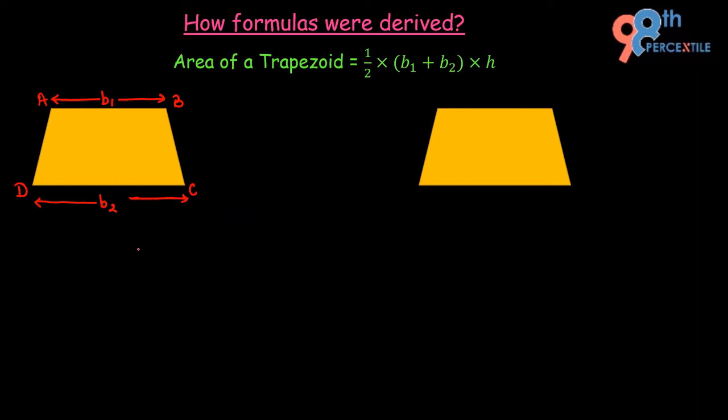And in this video, we'll see how the area of a trapezoid is half times the sum of the parallel sides times the height, or the distance between the parallel sides. So here I have two trapezoids with me, this one and this one. The reason why I've drawn two trapezoids is because in this video, we will learn this derivation by two methods.